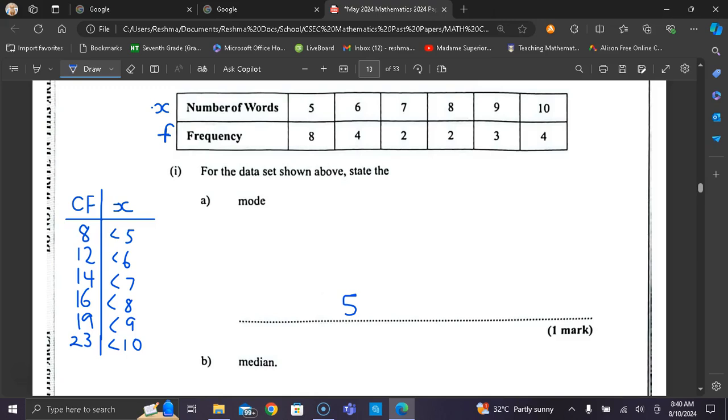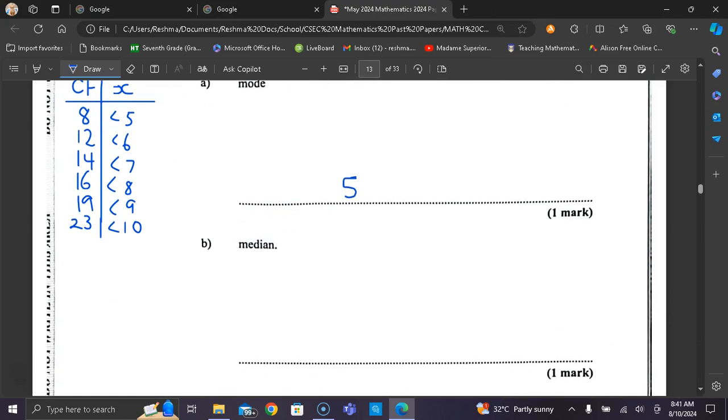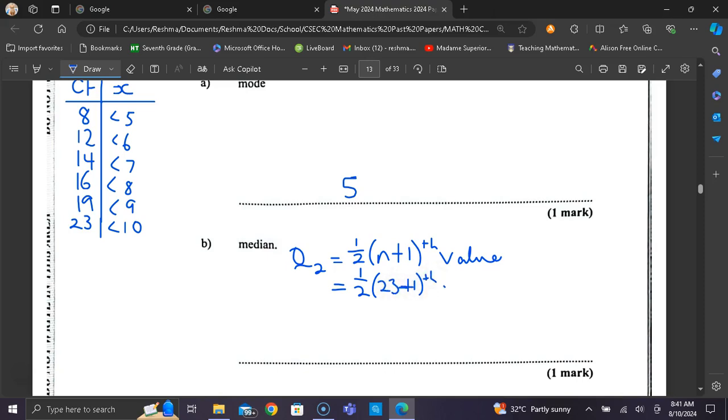So the median, since our total frequency is 23, which we call Q2, is the half of n plus 1th value, where n is the total number of values, which in this case corresponds to our total frequency, 23. So it's half of 23 plus 1 value. So 23 and 1, 24. Half of 24 will be 12. So we're looking at the 12th value.